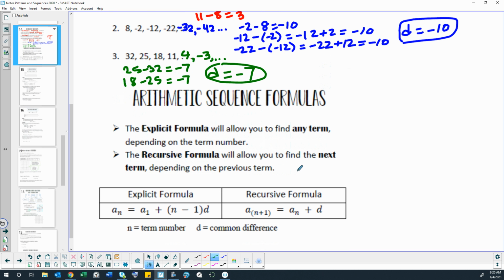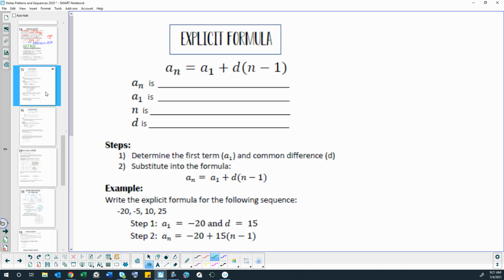I'm not going to take a lot of time on this part because we've run out of time this semester to do this unit, really. So this is just some information about what's known as an explicit formula and a recursive formula that will help you work with arithmetic sequences, but we are going to skip it for our purposes just because we are going to quickly get through this.